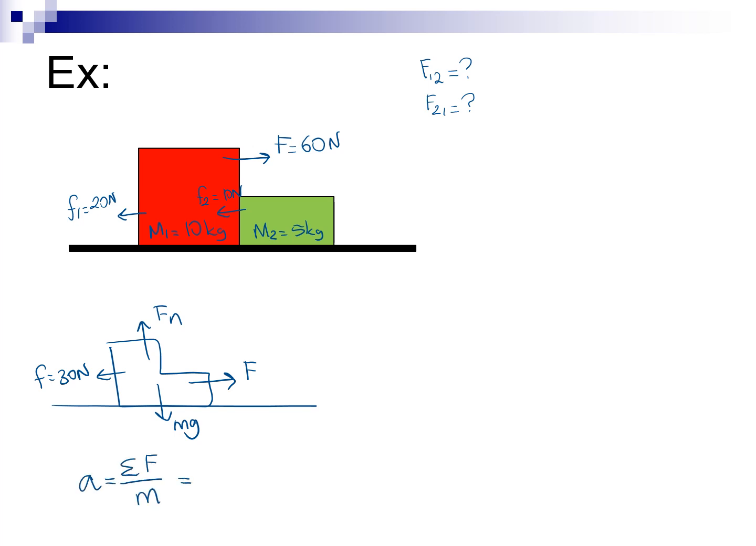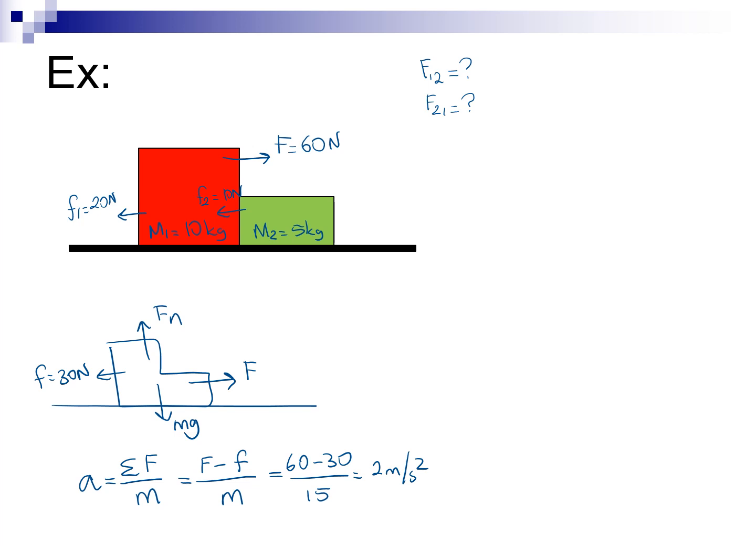And net force is, let's say to the right is positive, the applied force minus friction, divided by the mass. So plugging in numbers, applied force is 60 minus 30 divided by the total mass 15 gives us the acceleration of 2 meters per second squared. Okay, now we know the acceleration of them together and also separately because they are moving together.